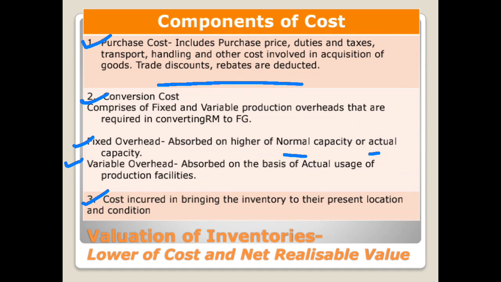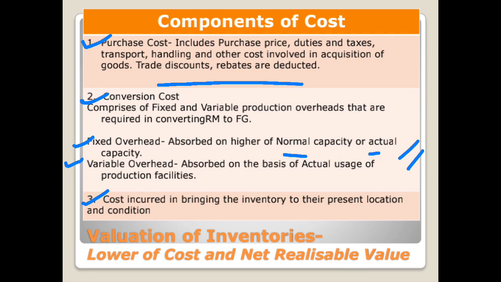The reason behind this: since fixed overhead is absorbed on the higher of the normal capacity or actual capacity, whenever there is an abnormal production beyond the normal capacity, the absorption per unit gets reduced. That is to say, the per unit FG cost or fixed overhead cost is reduced.